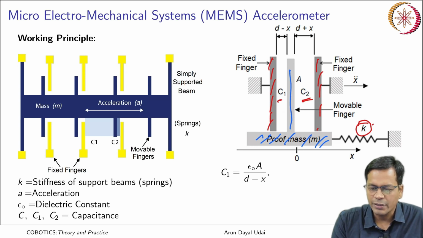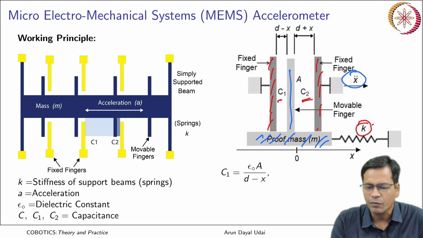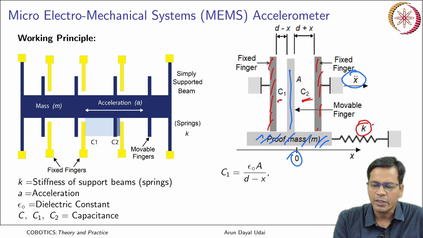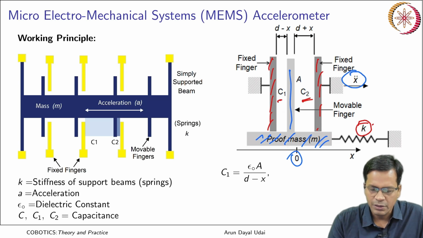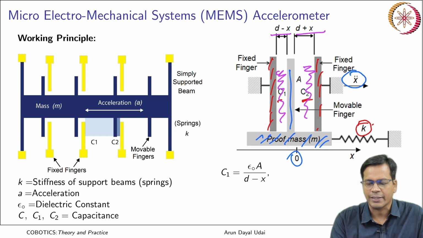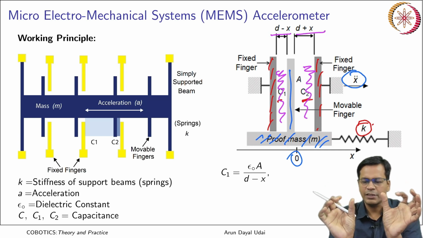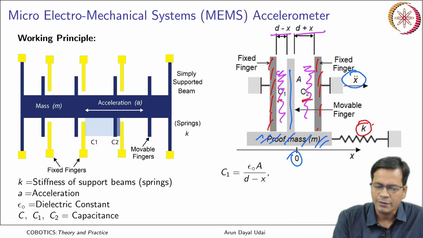So one side of it, let us say if this whole assembly is made to move with an acceleration of x double dot. So at any instant, let us say it has displaced by a distance x from the mean position. So one side of it will have distance between the parallel plates, which is here d minus x, and the other side will go d plus x. D is the mean position distance, that is equal on both sides.